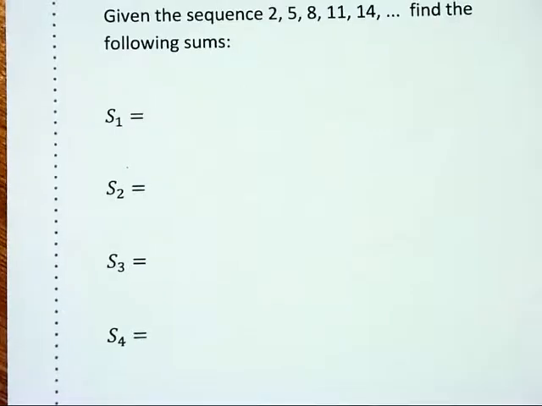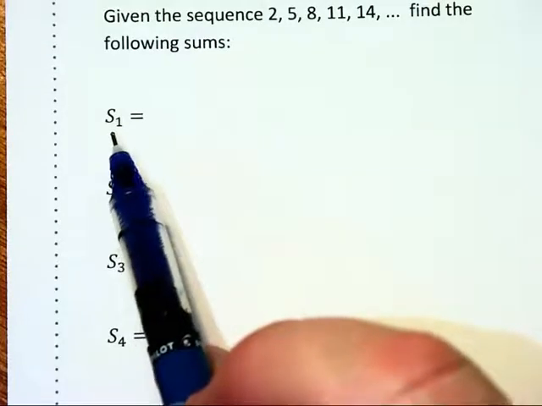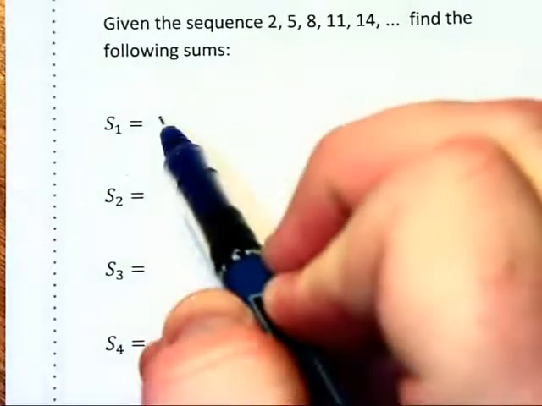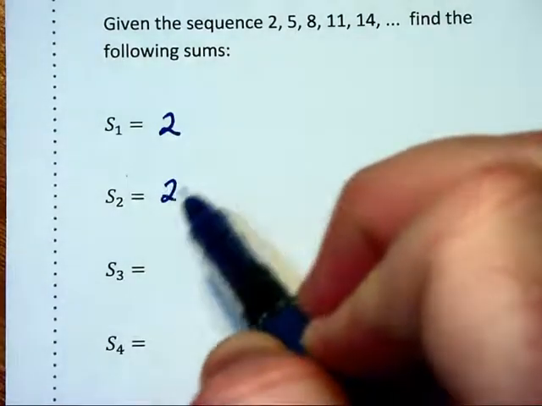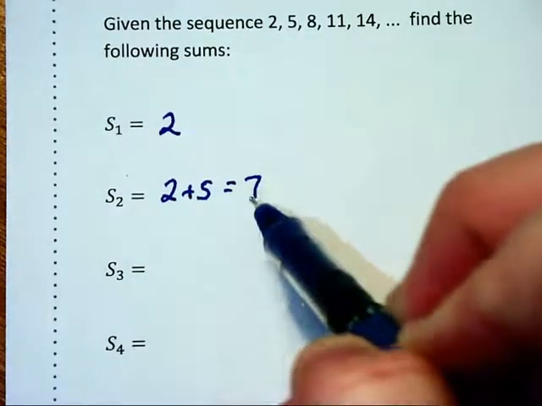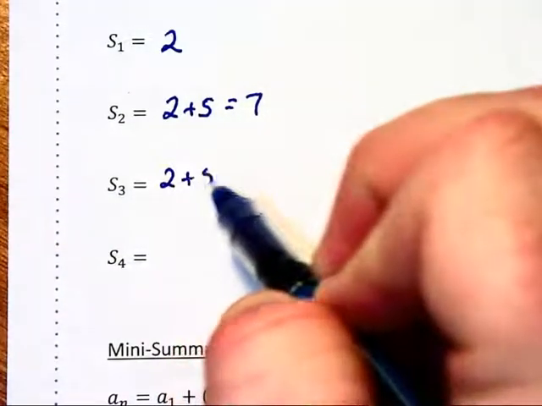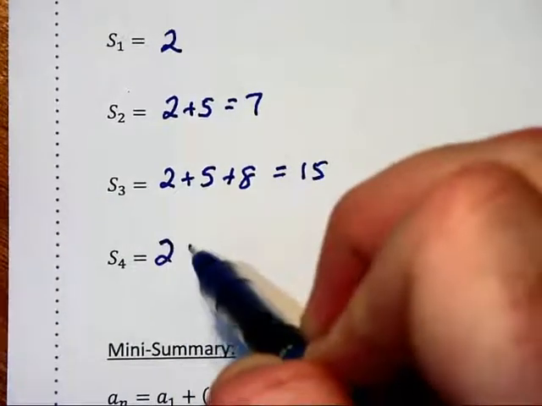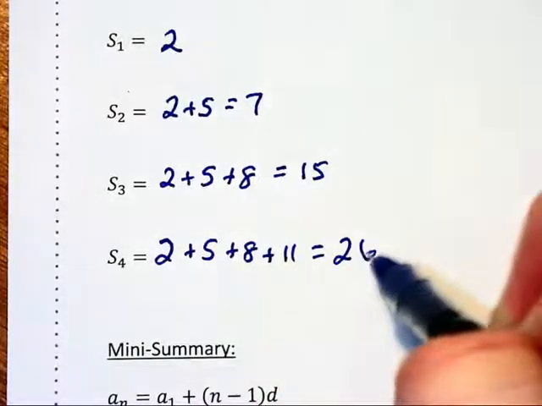Now let's get used to using this sum notation. The subscript after the capital S is how many terms we're going to be adding up. So for this sequence, 2, 5, 8, etc., the sum of the first term is just 2. To find the sum of the first two terms, that would be 2 plus 5, which is 7. The sum of the first three terms would be 2 plus 5 plus 8, which is 15, and the sum of the first four terms, 2 plus 5 plus 8 plus 11, is 26.